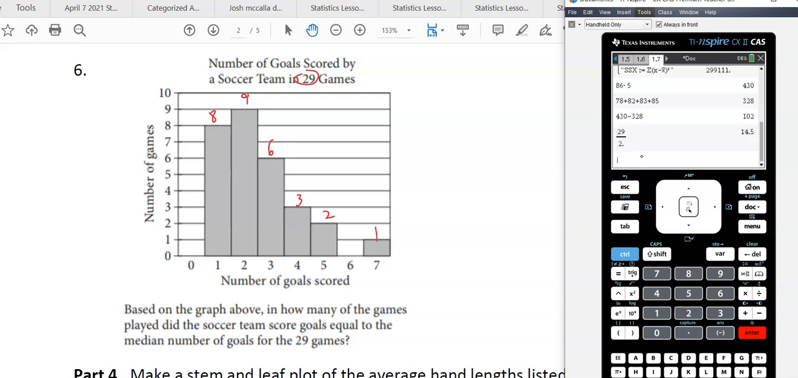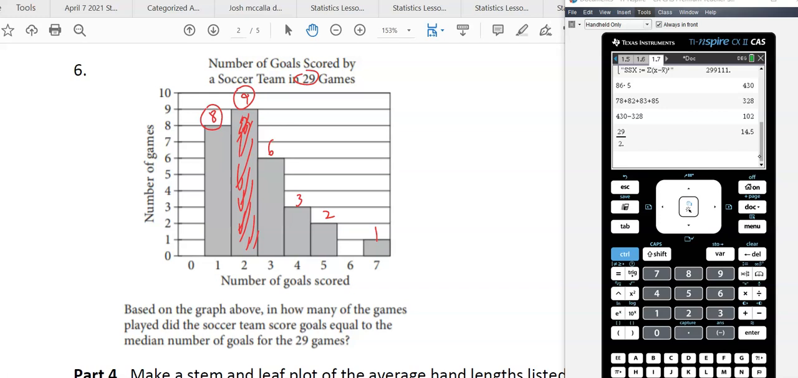14.5, so the 15th game. I'm looking for the 15th game. Counting from the left, there are 8 there and 9 there. Somewhere in this bar is the median, because there's 17 there, and I'm looking for the 15th term. You also could have counted from the right as well.